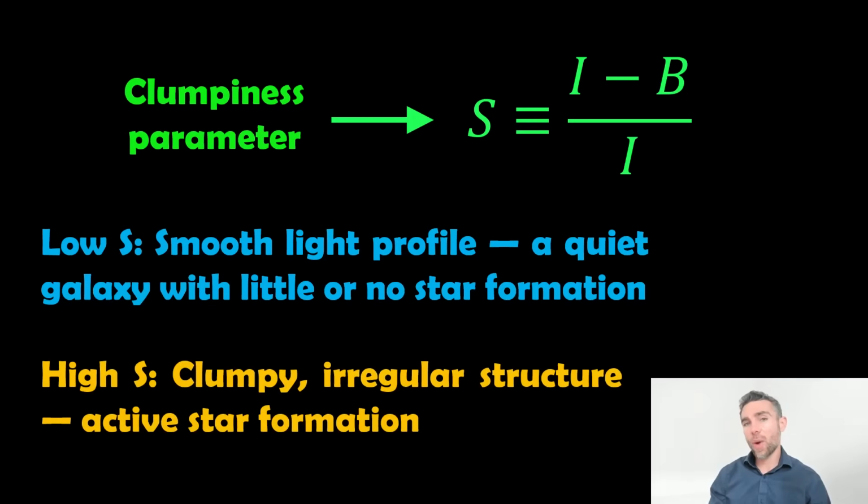Now if we have a low S number, you've got a smooth light profile again. It means the galaxy is quite quiet. There's little to no star formation, so we don't have any pockets of star formation occurring in there. Could be an older galaxy where the star formation has dropped off. You typically get star formation occurring in younger galaxies. And if we have a high S value, then it means the galaxy is clumpy, it's got an irregular structure, and it's likely got active star formation occurring in it. So this one can help us identify things like star formation rates, and whereabouts on its evolutionary path it might be.